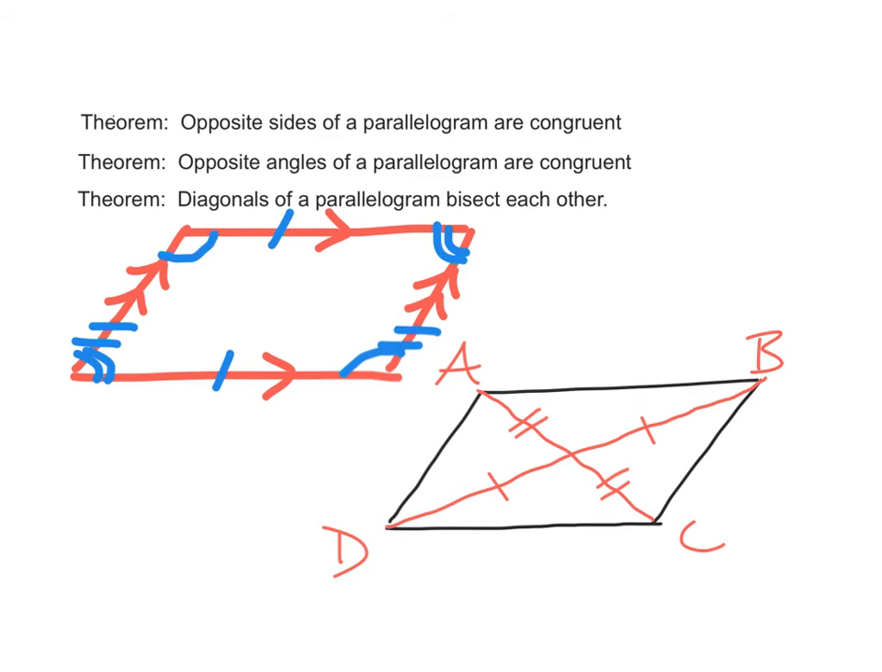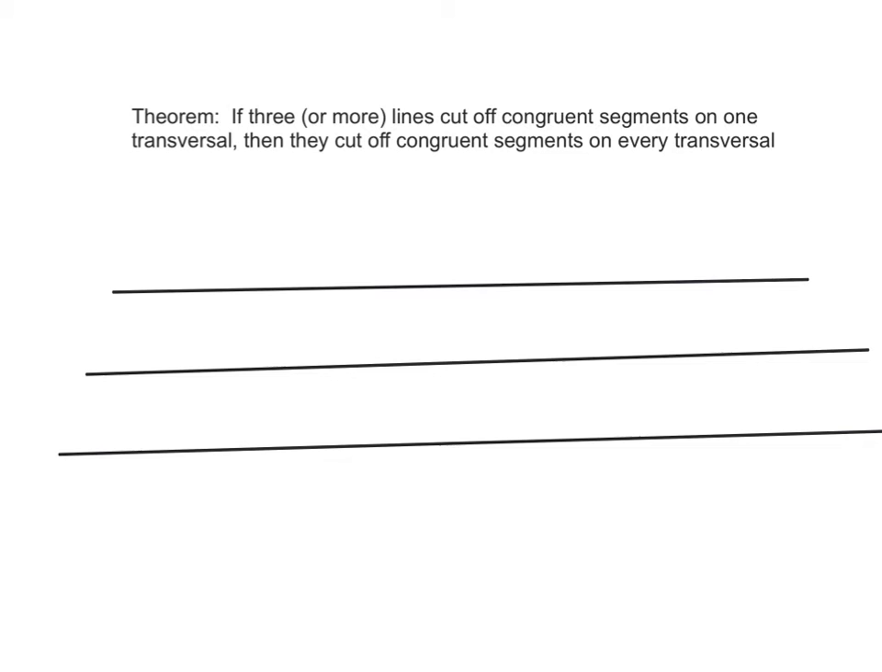Alright, so let's keep moving then. Another theorem. Not the most valuable one in the world, but it simply says if three or more lines cut off congruent segments on one transversal, then they cut off congruent segments on every transversal. So first question is, what's a transversal? Well, a transversal is a line that cuts into others. So for instance, this would be a transversal.